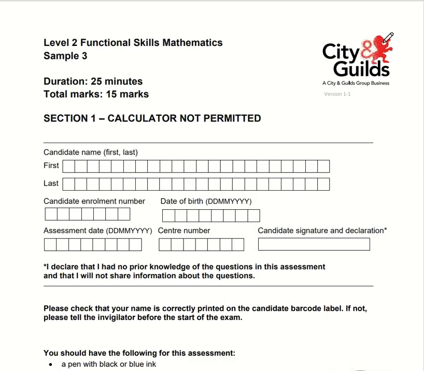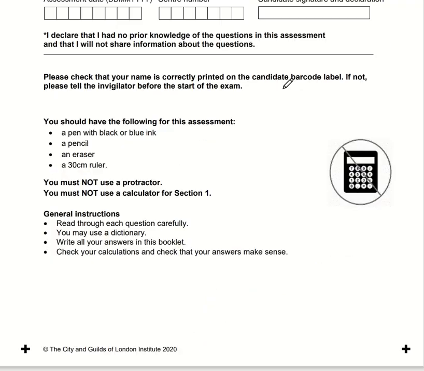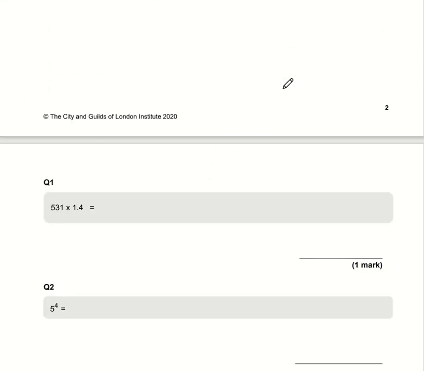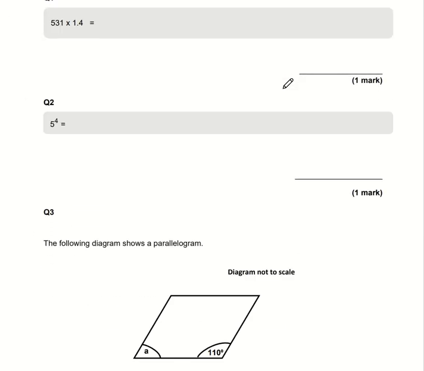Here are the video solutions for the City and Guilds Level 2 Functional Skills Maths. This is sample 3, section 1, where we're not allowed to use a calculator. Okay, so question number 1, 531 times 1.4.